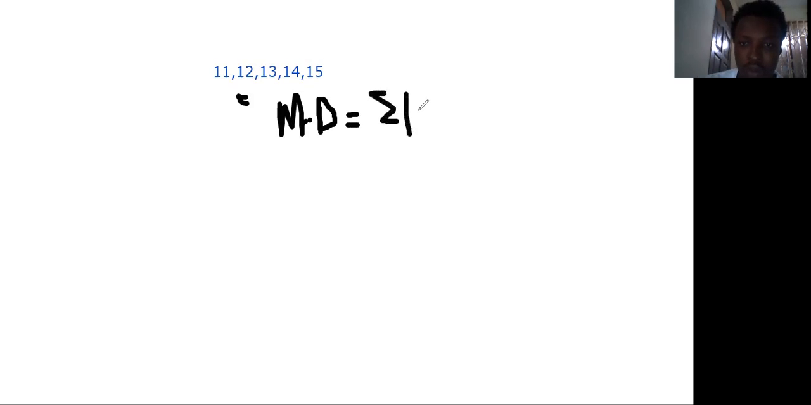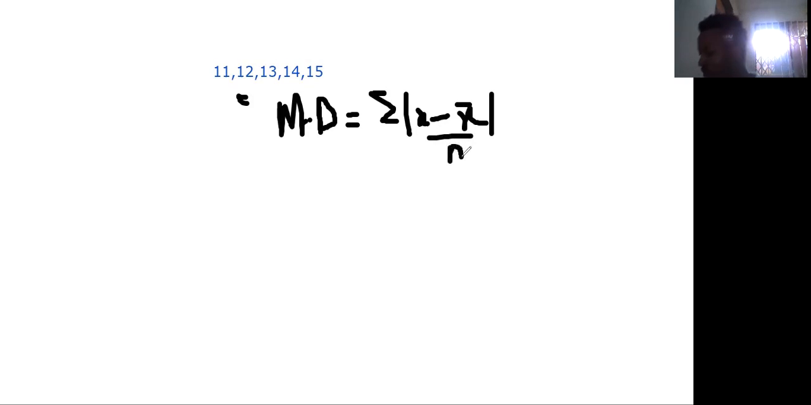Now, we know that our mean deviation from this set of numbers is MD equal to the sigma of the absolute value of x minus x-bar, all over n. Please, this is what I gave you, right? Let me check if I'm correct.